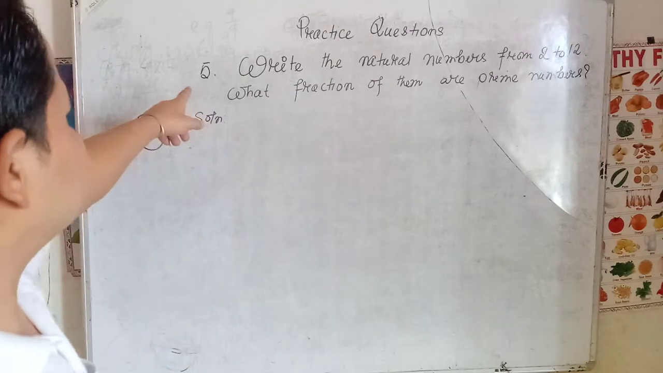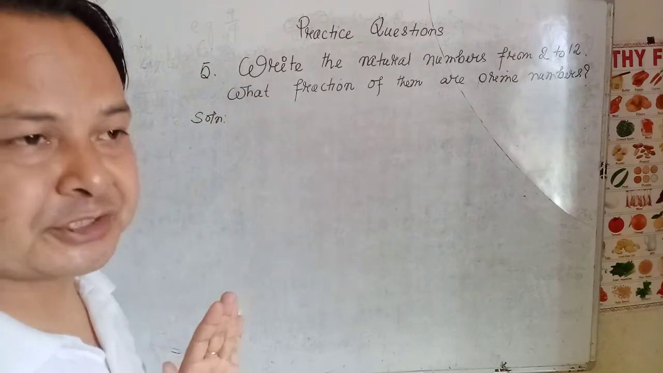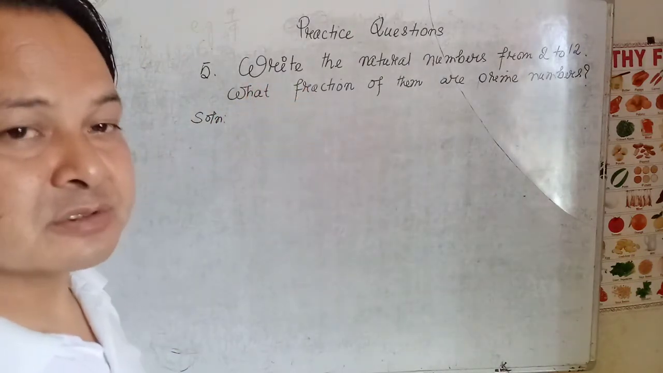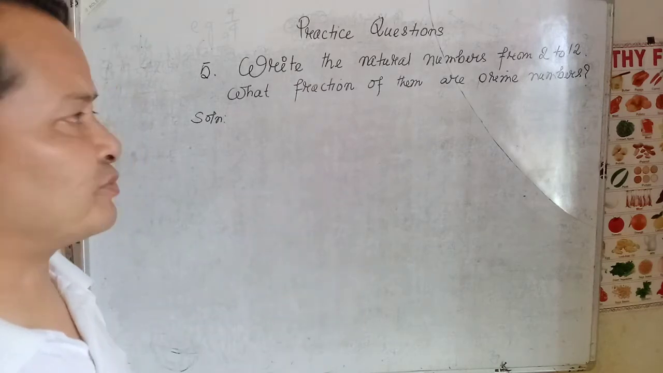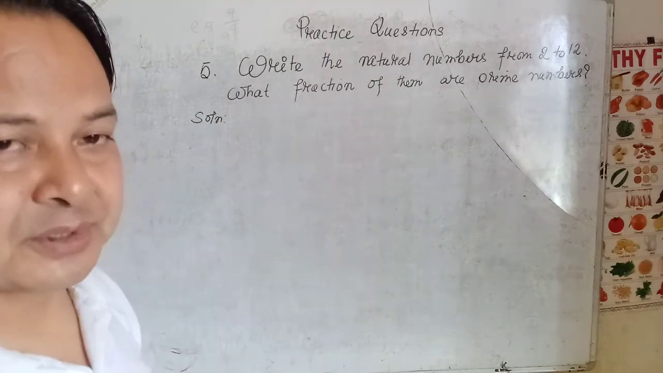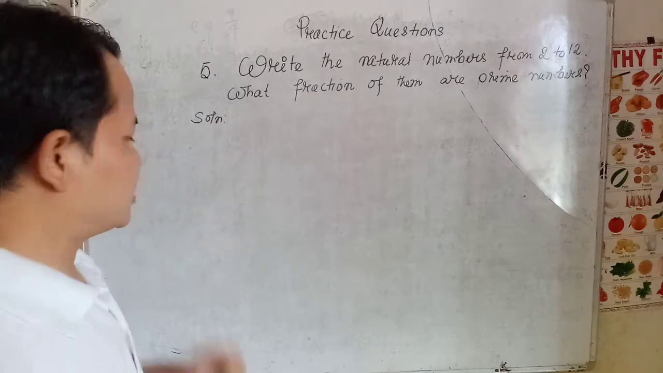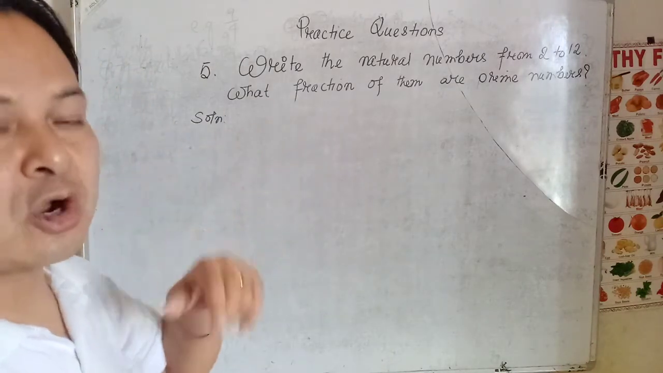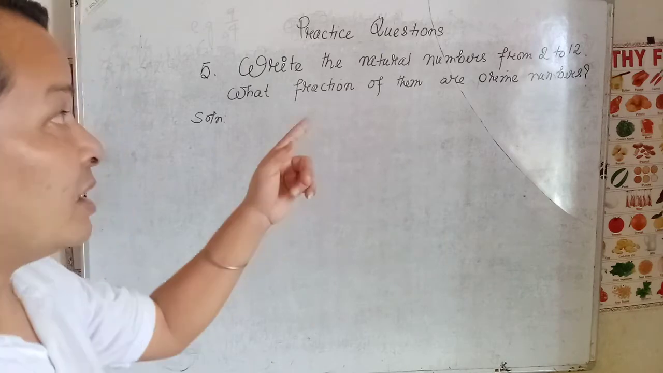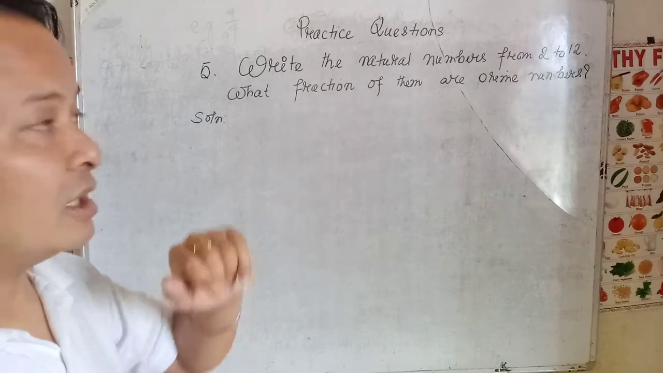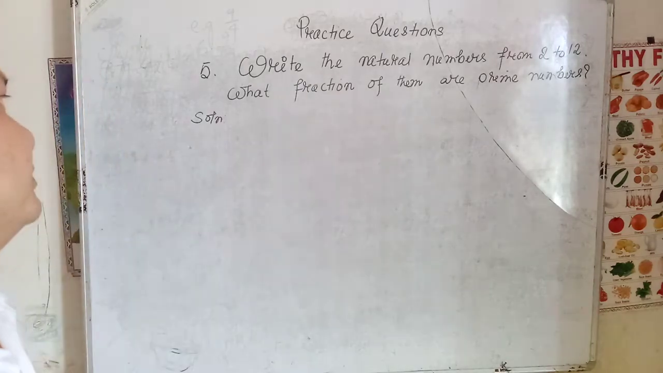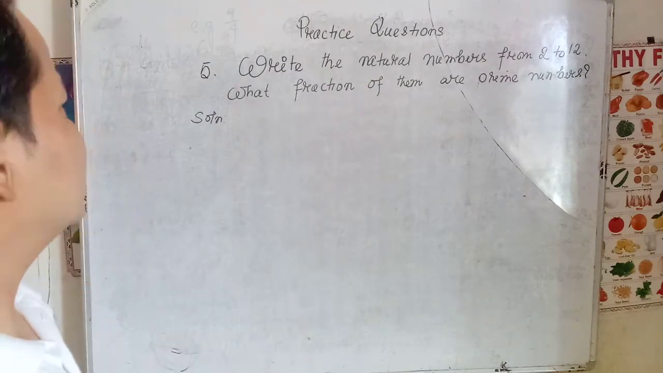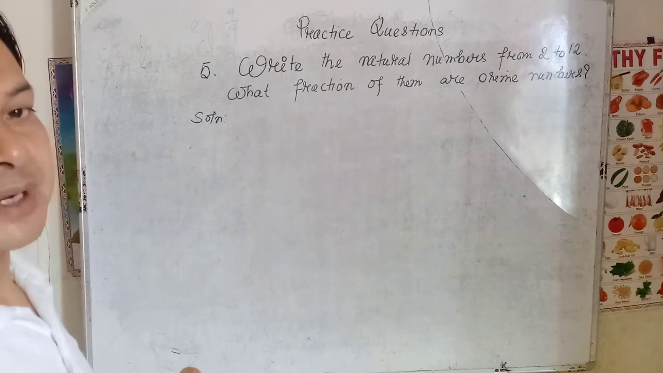In this question number 5, we have got two questions. The first part is write the natural numbers. We have to write the natural numbers from 2 to 12. That is the first part. In the second part, we have to find the required fraction of the prime numbers out of the given natural numbers from 2 to 12. So, this is the information given by question number 5.